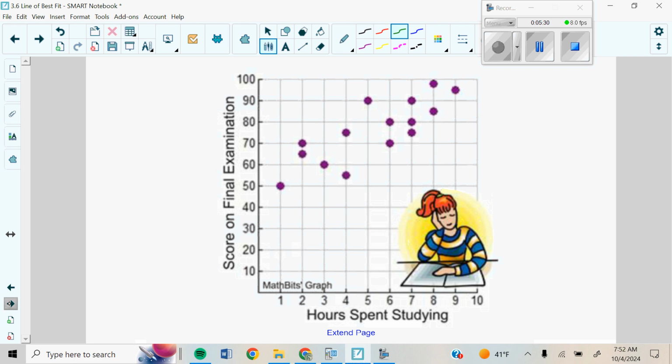All right, here, score on a final exam versus hours spent studying. Generally, there's a positive correlation to that. The more hours you spend studying, the better you're going to do on an exam. So go ahead and take a straight edge and try and draw a line of best fit in here for me.